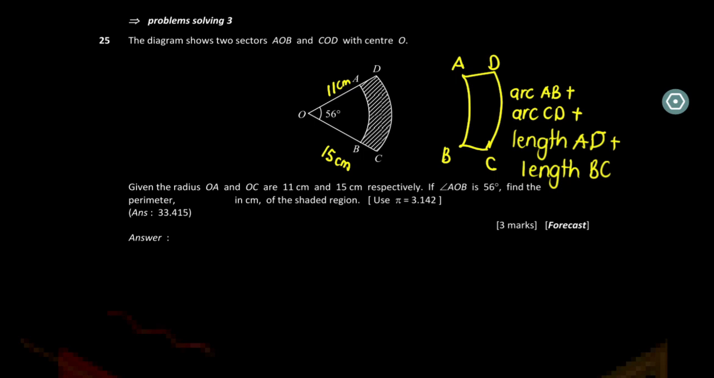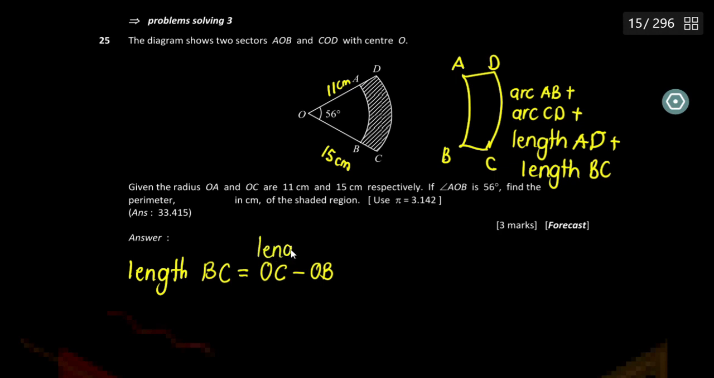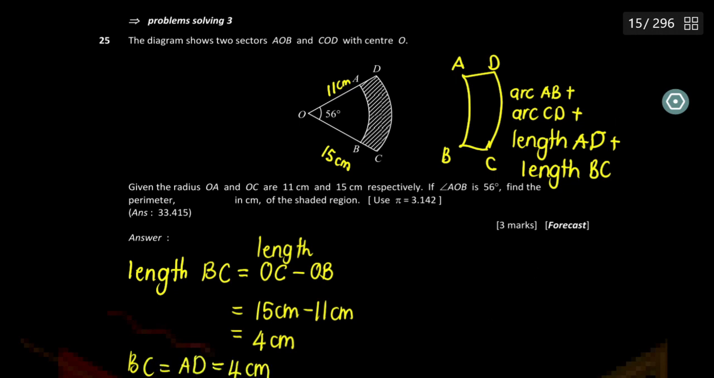So we need all this. Which one can we find first? Obviously AD and BC we can find already, because it's very easy. Take the longer one, OC, minus OB, so I can find my BC. Length of OC minus the length of OB: 15 minus 11. So BC is 4 cm, and AD is also 4 cm. So these two are settled.